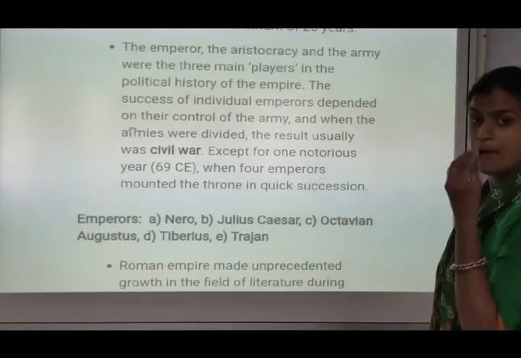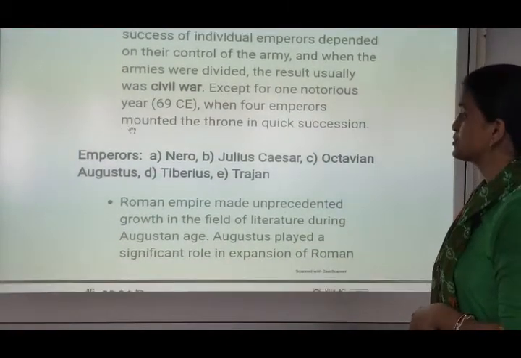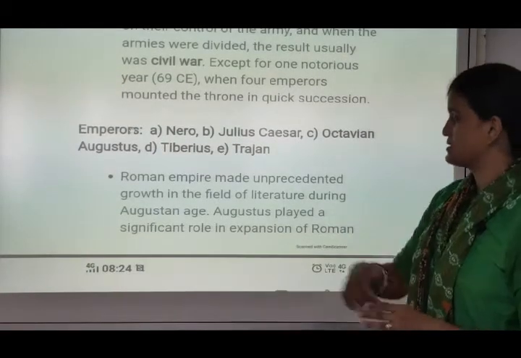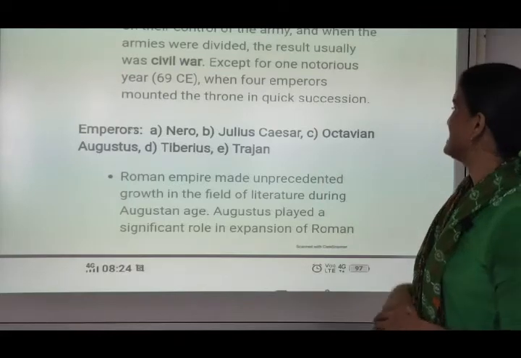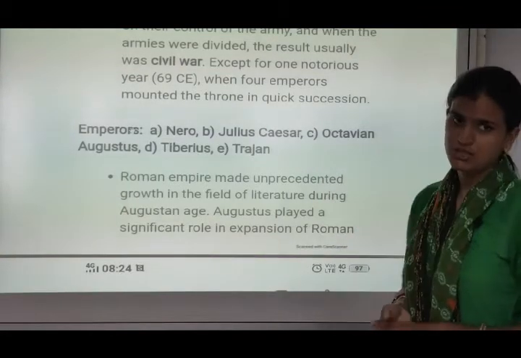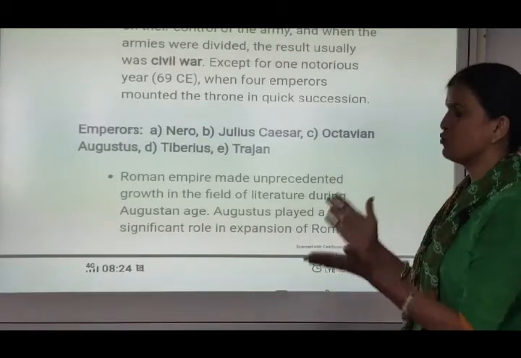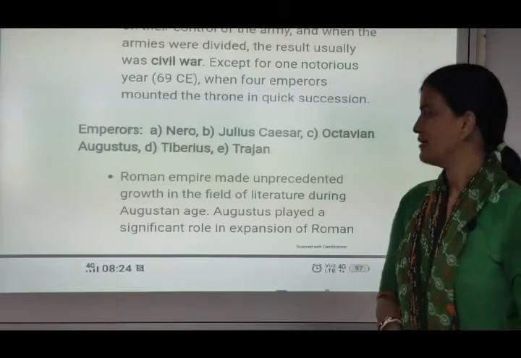Now which are the emperors? We are talking about the emperor, the first player of the Roman Empire. So here we have the emperors. First we have Nero, second Julius Caesar, third Octavian Augustus, Tiberius and Trajan. These were the 5 rulers who were most important in the early phase of the Roman Empire.